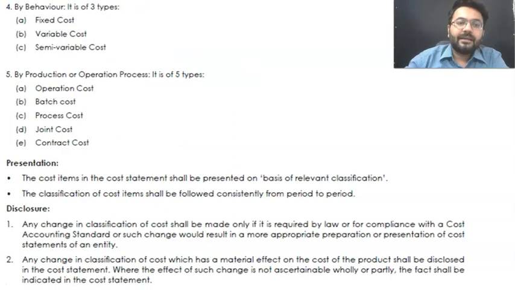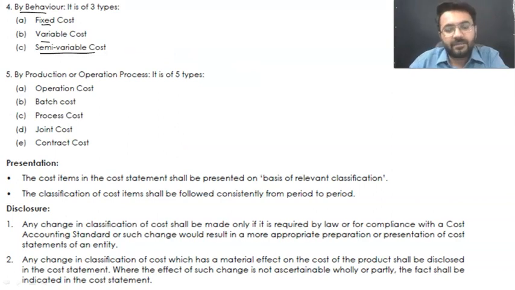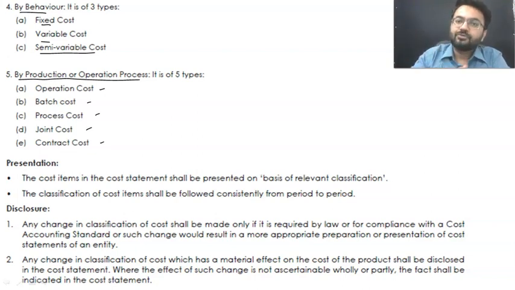Moving ahead and talking about the last part, which is by behavior: fixed, variable, and semi-variable. This is something which you guys already know. Apart from that, we have the next, whether by production or the operation process. This is like the operation cost, batch cost, process cost, joint cost, contract cost. I mean, you guys know about these kinds of things really very well. I don't need to explain those. When it comes to practical, I will be paying attention to each and every part.